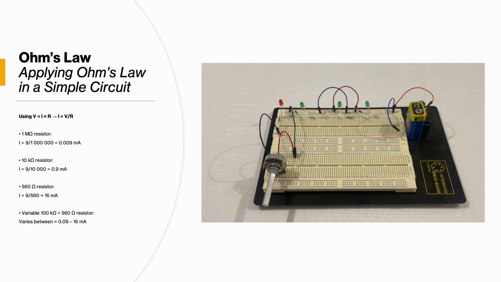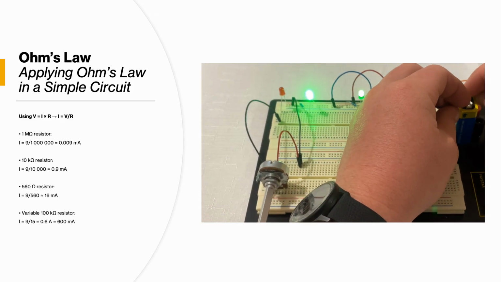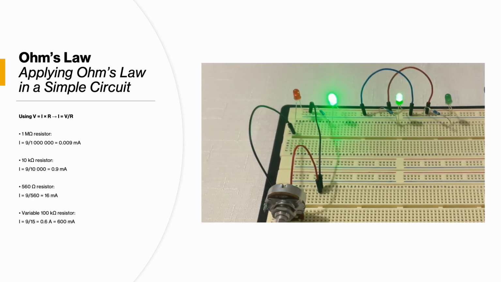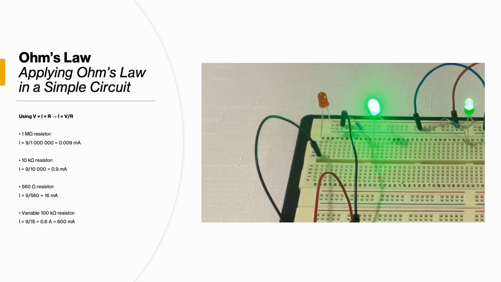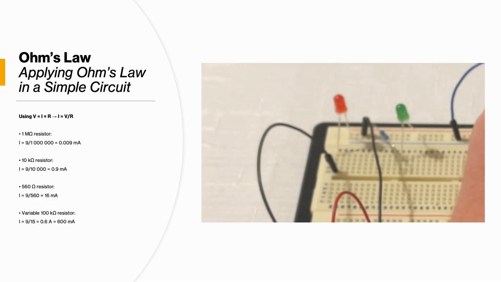This simple circuit demonstrates Ohm's law in a visual way. Current rises as resistance falls. With the potentiometer at minimum, total resistance drops to around 15 ohms. Ohm's law predicts about 600 milliamps of current, nearly 30 times higher than the LED's safe limit.